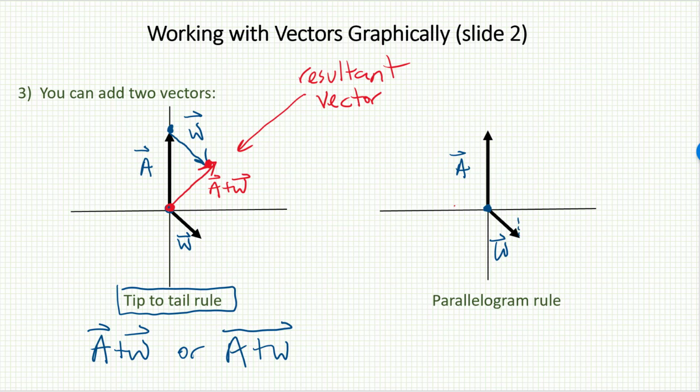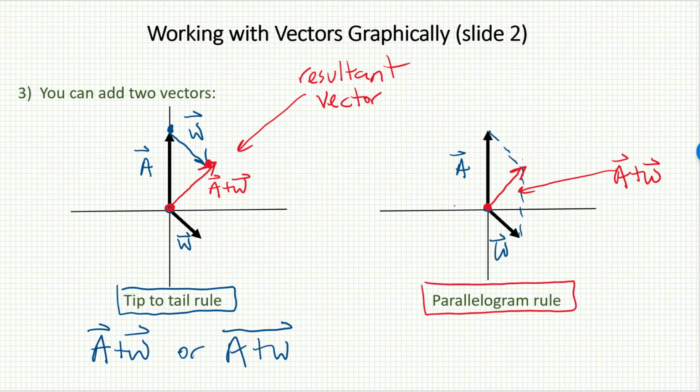I'm going to go ahead and draw in dashed the other two sides by making a parallel line to vector A and then a parallel line to vector W. I've created here a parallelogram. To get the resultant vector, I start where the two vectors started, and then I move across the parallelogram to the opposite corner. You can see if you compare the pictures, I've drawn the same thing. This is also vector A plus W. Both the tip to tail rule and the parallelogram rule lead to that same resultant vector.